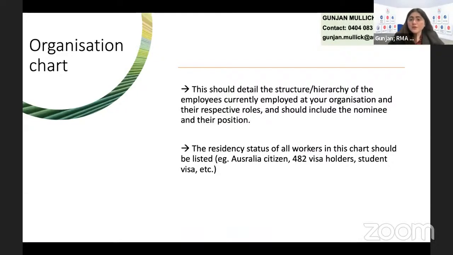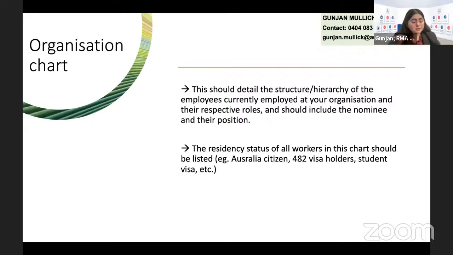Okay, so the hierarchy and the organization chart of the structure of the occupation is very important. The residency status of workers should be mentioned in the organization chart. I've noticed a lot of companies just put the positions in the company. So there's a director, and then there are senior engineers working, and graduate engineers working. However, that is an incorrect organization chart.